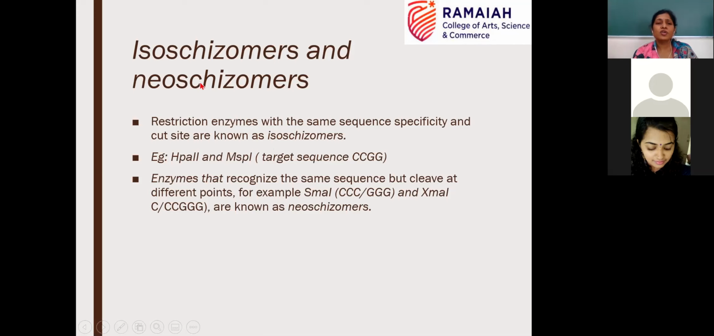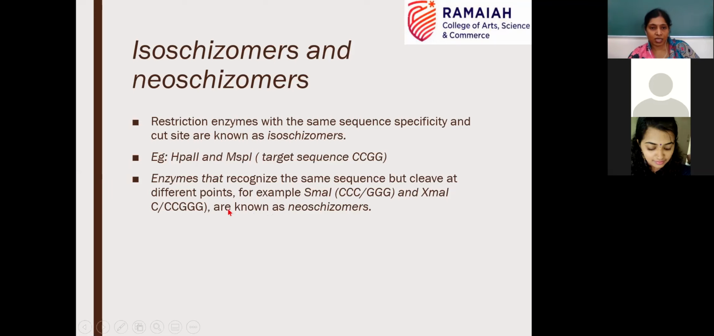Similarly, what are neoschizomers? Neoschizomers are a pair of restriction enzymes that have the same recognition sequence, but their cut sites are different. In the case of isoschizomers, same recognition sequence, same cut site, whereas in the case of neoschizomers, a pair of restriction enzymes that have got the same recognition sequence, but their cut sites are different. Such a pair of enzymes are called neoschizomers.